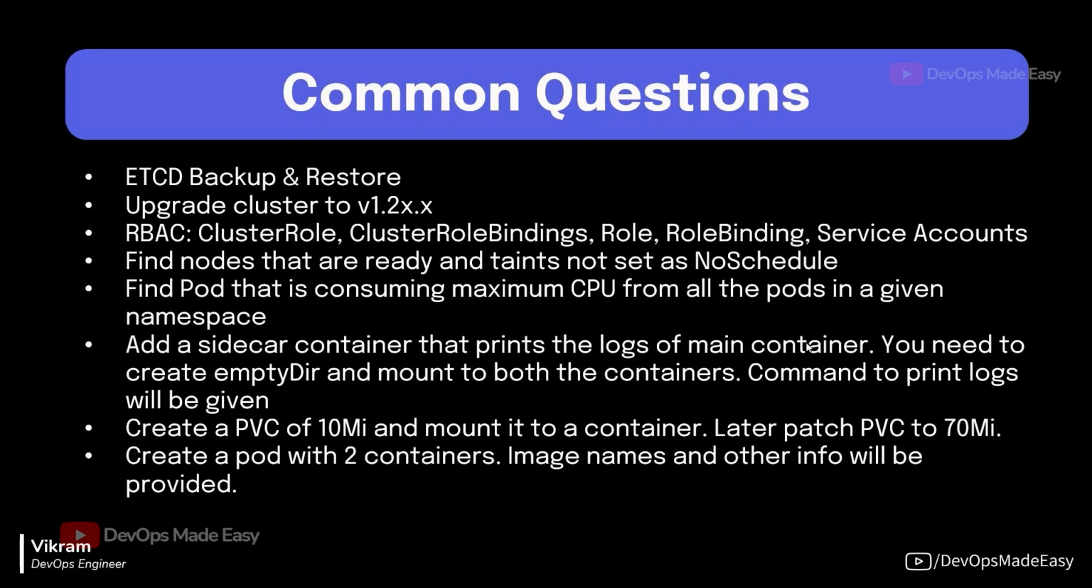So you have to basically take the YAML of that pod, like kubectl get pod name, and then output in the YAML format, and then you delete that pod, and then you edit the YAML and create a new pod with all the required new specifications. I'll try to cover all these things.